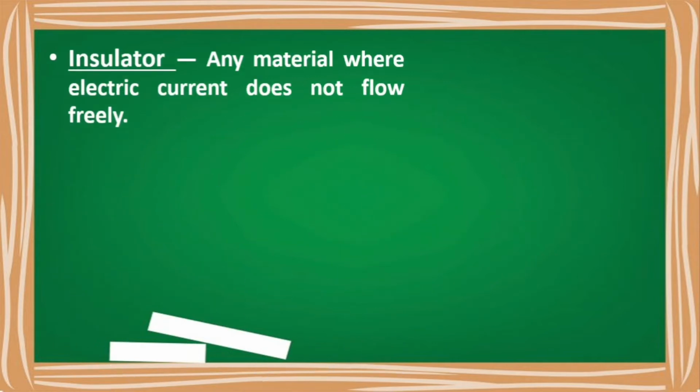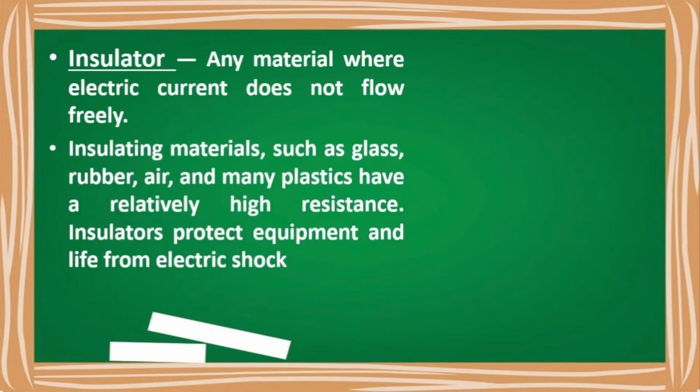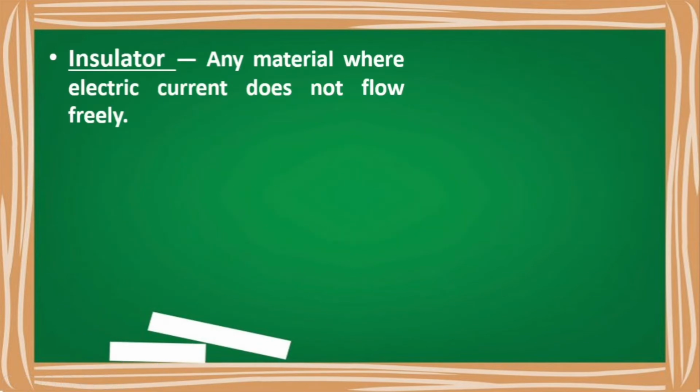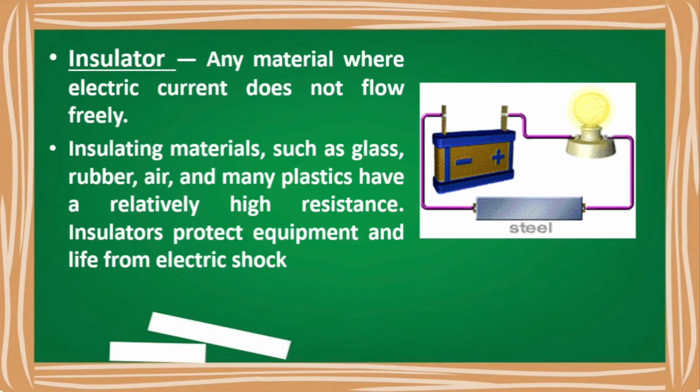Now, coming to insulators. Insulators are the materials where electric current does not flow freely. Insulating materials such as glass, rubber, air, and many other materials have high resistance, so they do not let the current flow easily. For example, in this diagram, there is steel. Steel is a conductor, hence you find the bulb glowing. If you replace this material by wood, then obviously it would turn out to be an insulator.